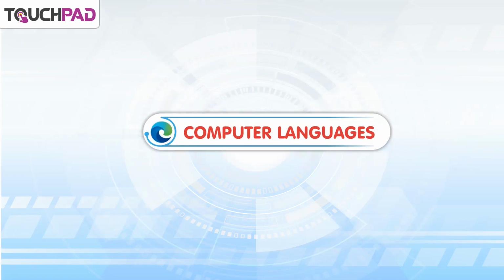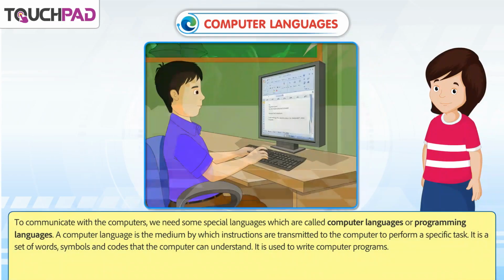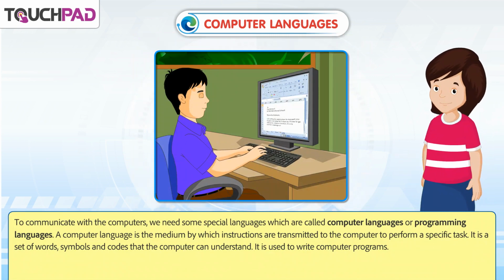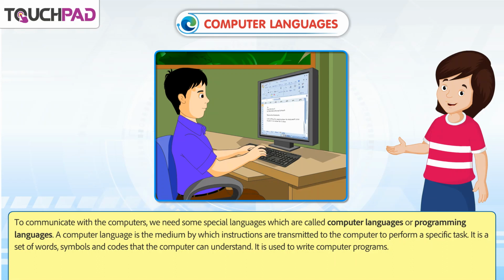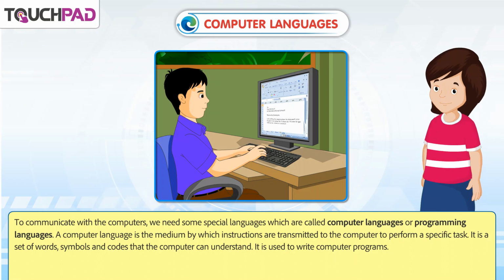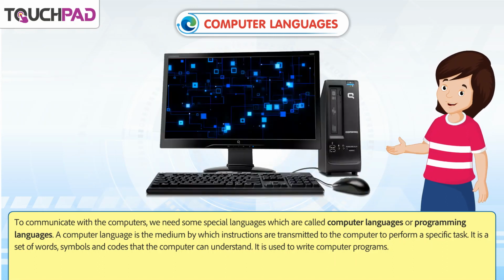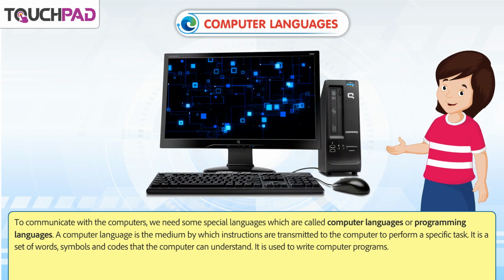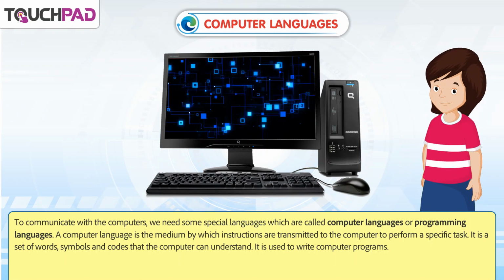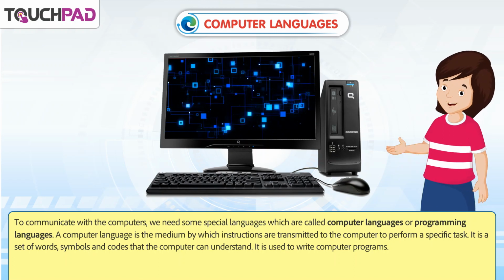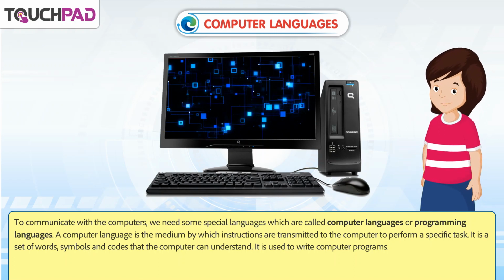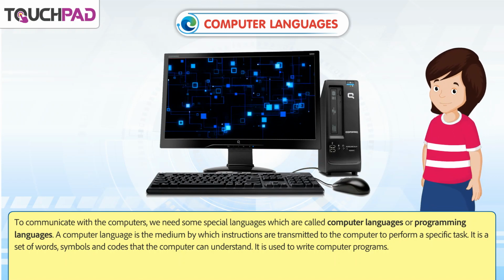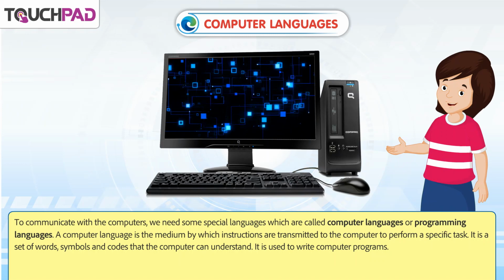Computer languages. To communicate with the computers, we need special languages which are called computer languages or programming languages. A computer language is the medium by which instructions are transmitted to the computer to perform a specific task. It is a set of words, symbols and codes that the computer can understand. It is used to write computer programs.